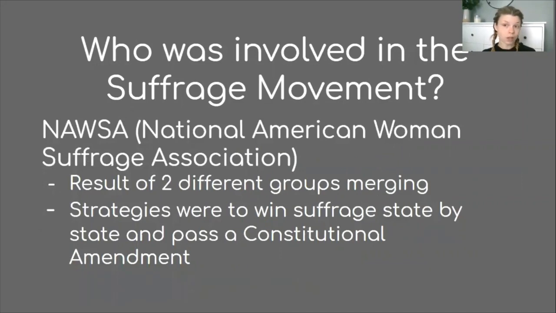Okay, and what was NAWSA? NAWSA stands for National American Women's Suffrage Association, and it was actually the result of two different groups coming together. Those two groups had been at odds for a while, but when those two came together, their main strategy was to win suffrage state by state and then pass a constitutional amendment. So before the 19th Amendment gets passed, the main goal is just to try to get your state to say, yes, we will allow women the equal right to vote in state elections or in local elections.